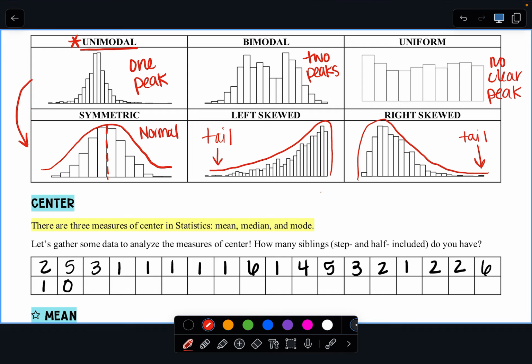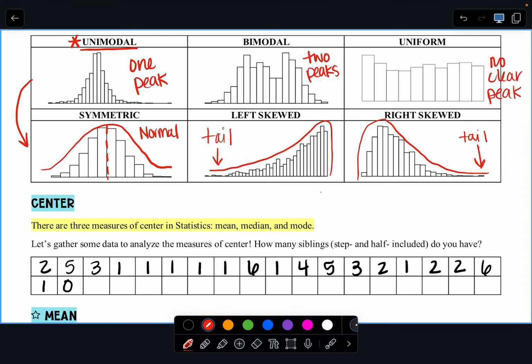Is it on the left? Is it on the right? Don't focus on where the data is. The data is always going to be the opposite of what it's supposed to be, but you're paying attention to where it actually tapers off. Does it taper off on the low end or the high end? So that is how we determine skewed.